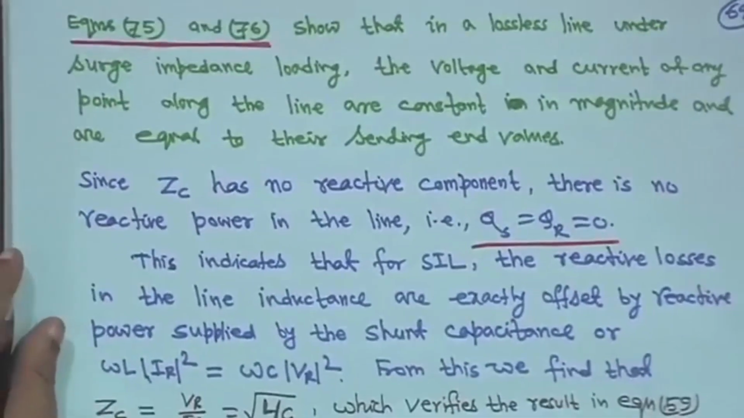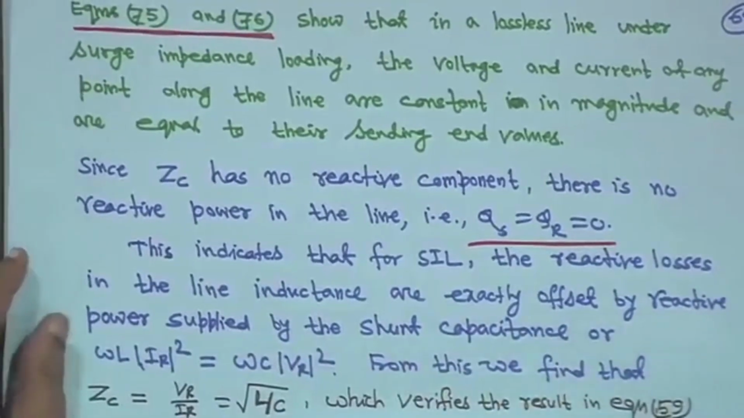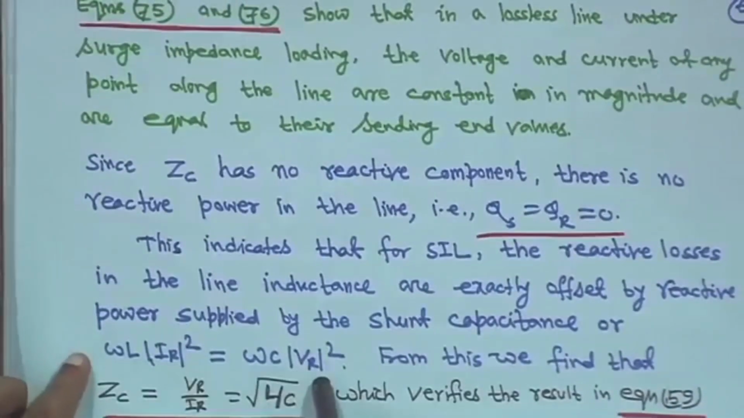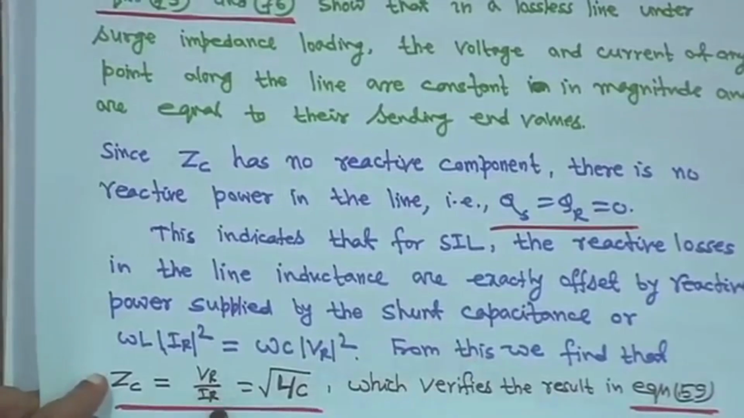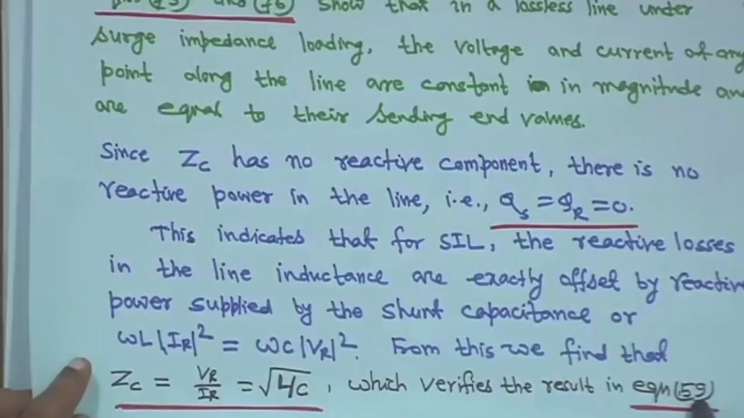So that is why the total reactive losses are supplied by the charging capacitance. So omega L I square is equal to omega C V r square, from which you will get Z c is equal to V r upon I r is equal to root over L by C, which verifies the result in equation 59.